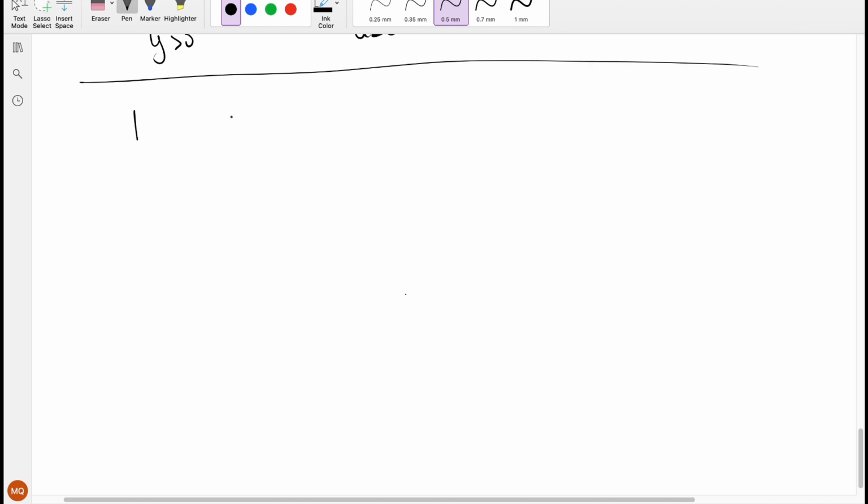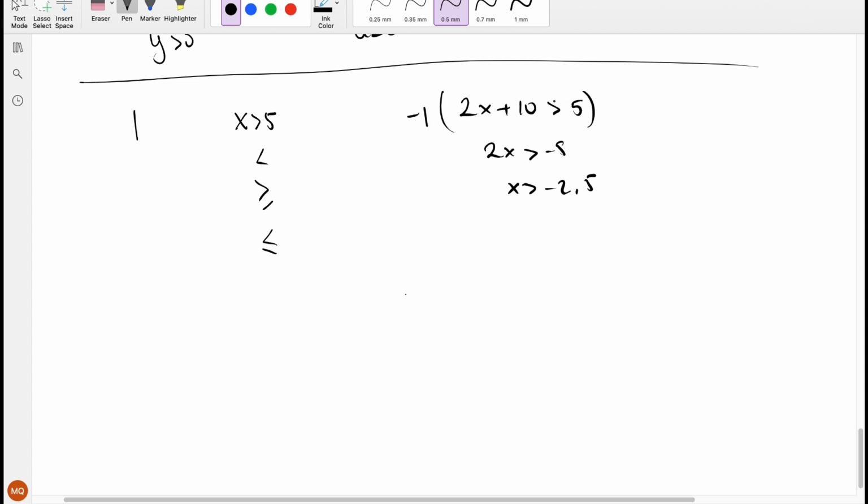For inequality, generally we have x is more than 5. I hope you know the name of this sign, so I just say it briefly. These are greater than, less than, greater than or equal to, and less than or equal to. When you solve it, again, our aim is isolating x. 2x is greater than negative 5, x is greater than negative 2.5. It's the same as an equation. You have to do the same thing, but when you multiply all of them by a negative number, you have to reverse the sign.